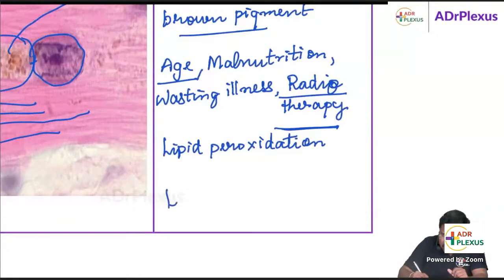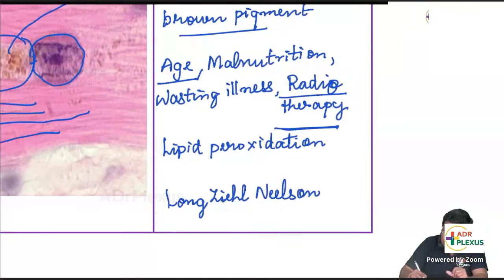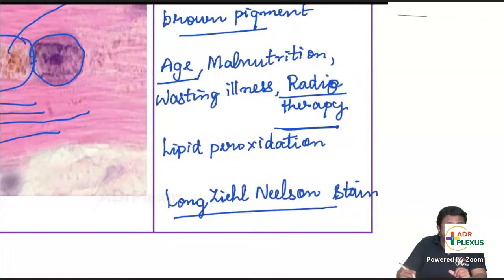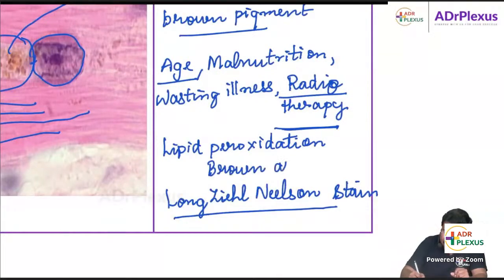So, what is a special stain to demonstrate lipofuscin? It is Ziehl-Neelsen stain to demonstrate the lipofuscin pigment. And in the heart, what is the change you can expect? Brown atrophy of the heart.